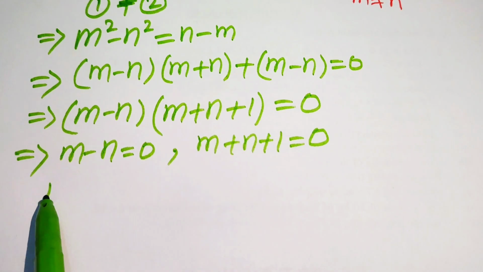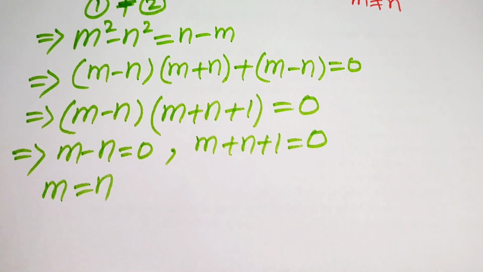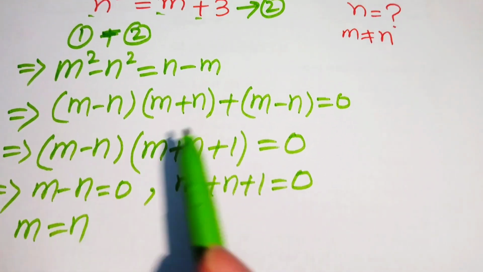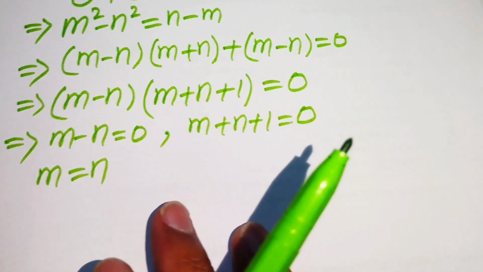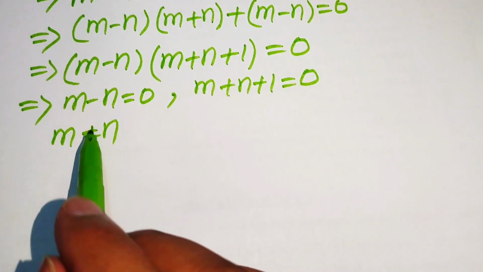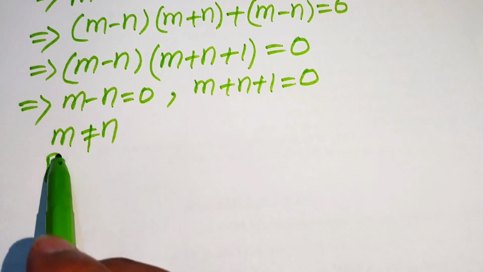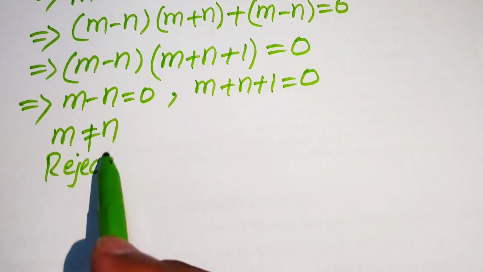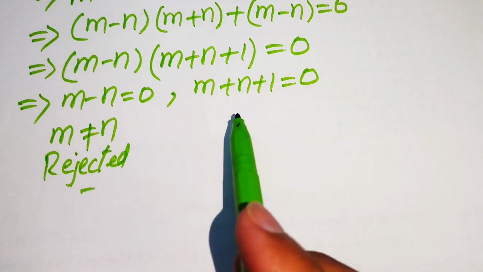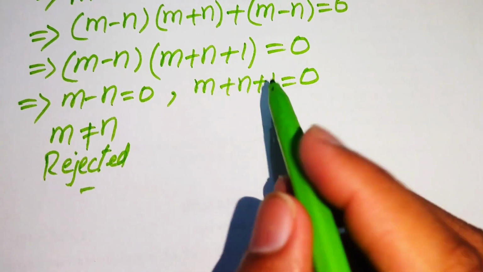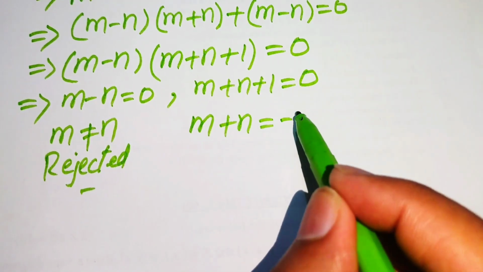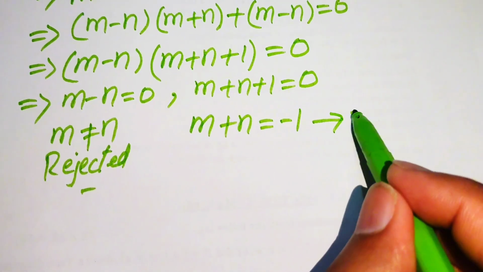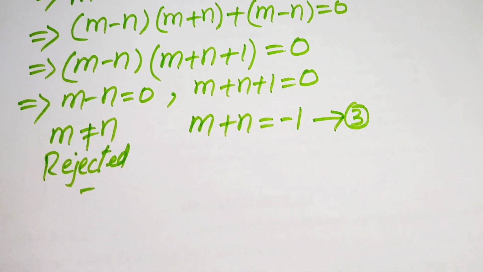In the first case we have m equals n, but it is not possible because in this question m is not equal to n, so we reject this case. We just proceed with the second case, and we move this plus 1 to the right hand side and we get m plus n equals minus 1, and we call this equation number 3.